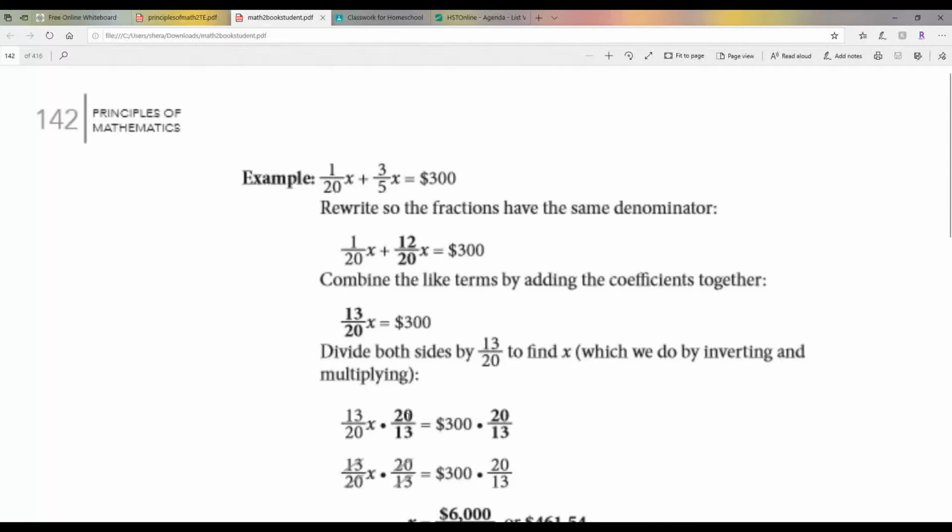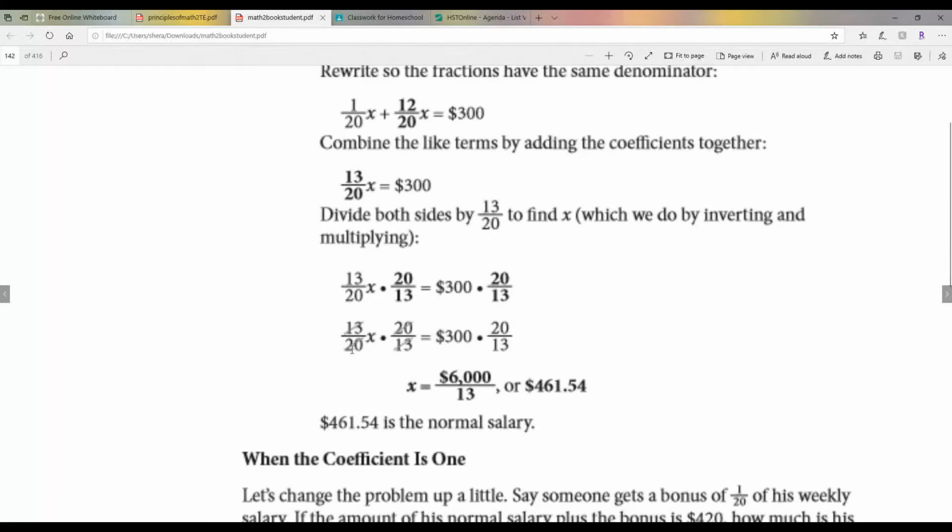undo that fraction. Okay, so 13/20 x times itself, which is dividing itself, equals 300 times 20/13. Because whatever you do over here, you got to do over here. Okay, so now all of these cancel out each other, so we're left with x by itself. Equals, now this would be 300/1. So 300 times 20 gives you 6,000/13. And then you just divide. 6,000 divided by 13 gives you 461.54, $461.54. That's his normal salary.